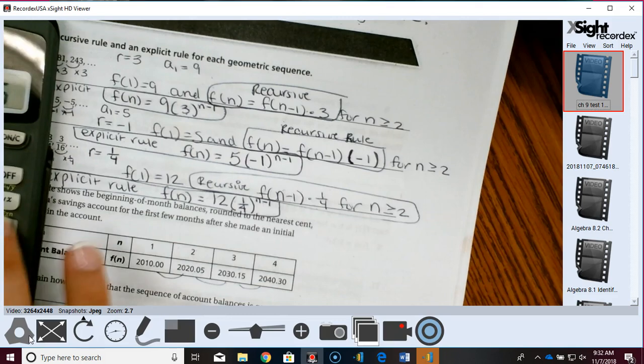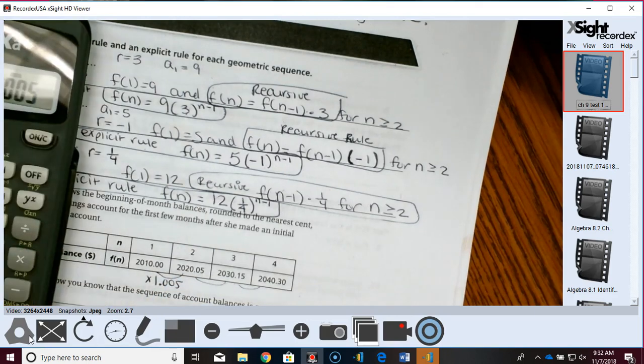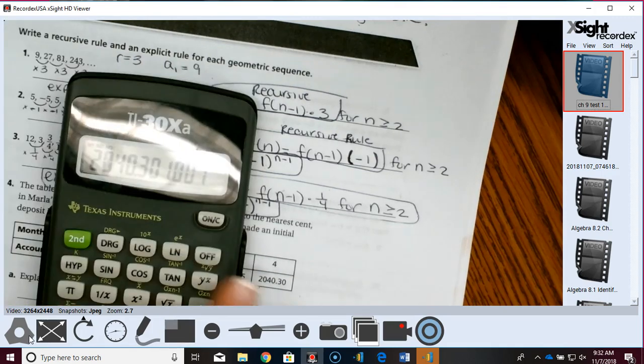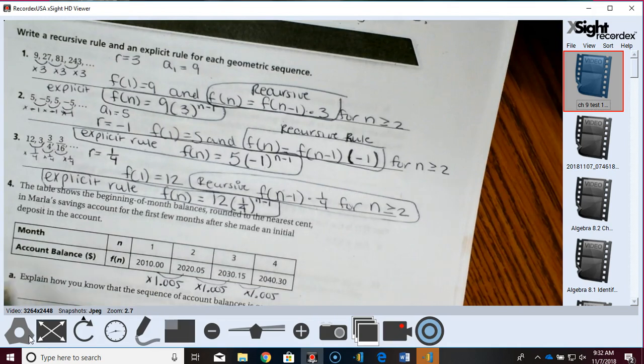2020.05 divided by 2010, 1.005, so this is times 1.005. Well, let's see. Times 2020.05. I got this, yes. Times 1.005, and I got the last one. So every time I multiply by 1.005, I get to the next number, so I know I'm good. How do you know that it's geometric? Because it has a common ratio of 1.005.